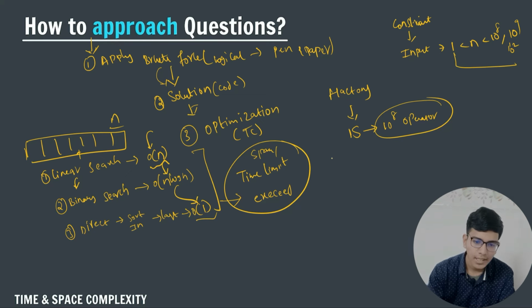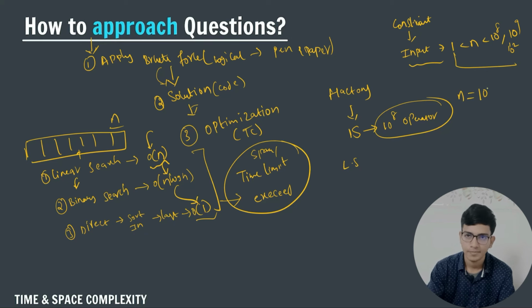So let us consider that for linear search, the given array size is given in the question; you can see that in the constraints part, the input size is given. Let us consider that our array size is 10 to the power of 9. So here the given time limit is 1 second.